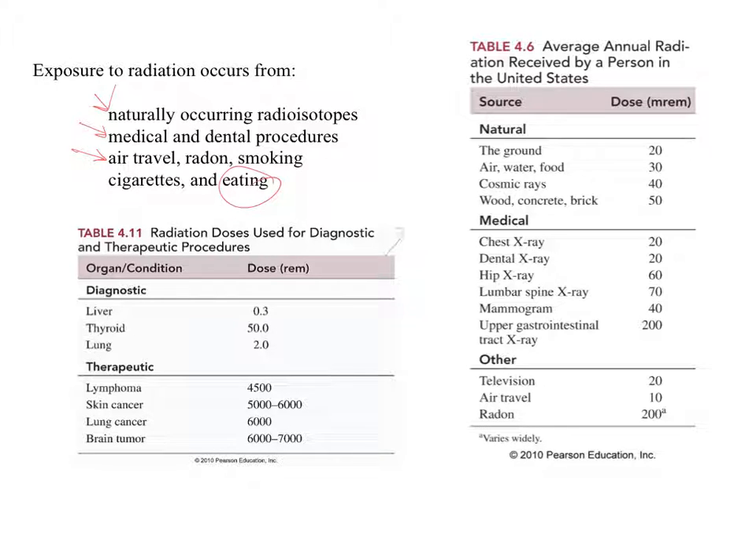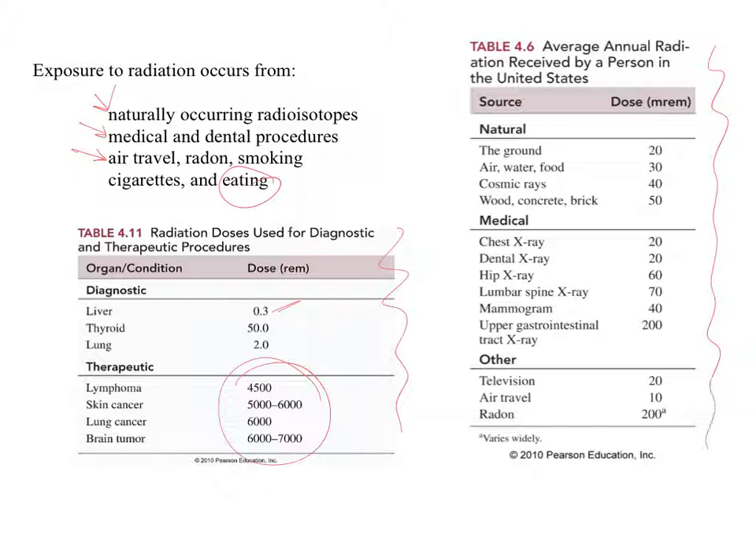Here are some interesting things in terms of radiation doses used for diagnostic and therapeutic procedures. If you're just trying to diagnose, for instance, if you've got maybe liver cancer, you can see the rem dose is only 0.3. If they're actually trying to treat your cancer, clearly the radiation is a whole lot higher. And I think that makes sense to most of us, right?